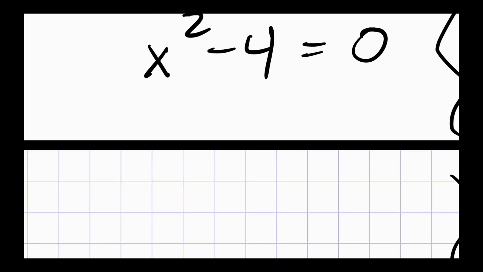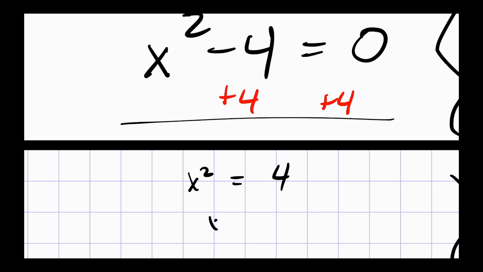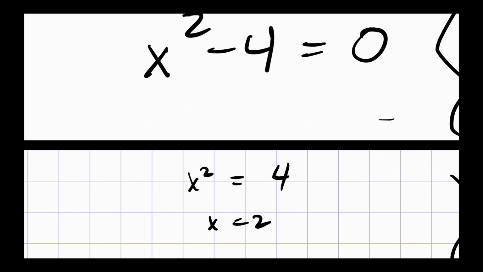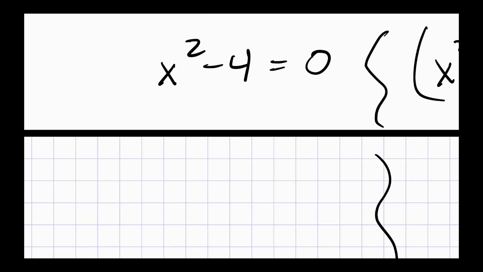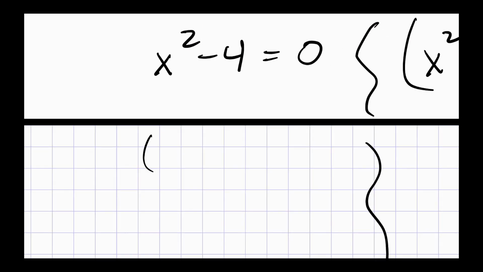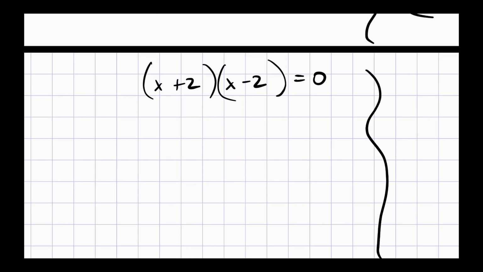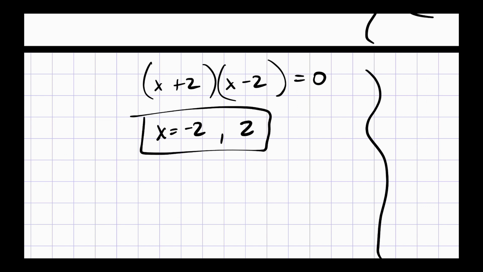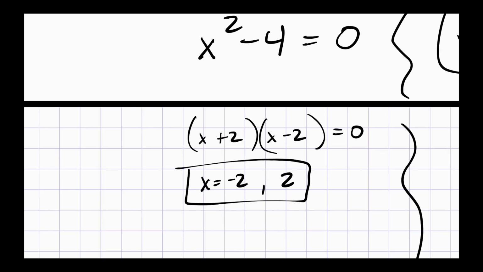Sometimes people add 4 to both sides: x squared equals 4, x equals 2, the square root of 4 is 2. You're right, but you also forgot an answer, negative 2. That's why, if you know difference of squares, you can write x plus 2, x minus 2 equals 0. Then set those equal to 0, and you get x is negative 2, x is positive 2.